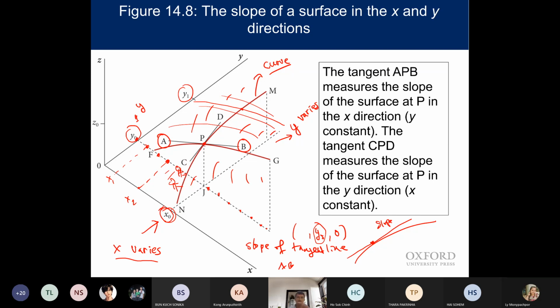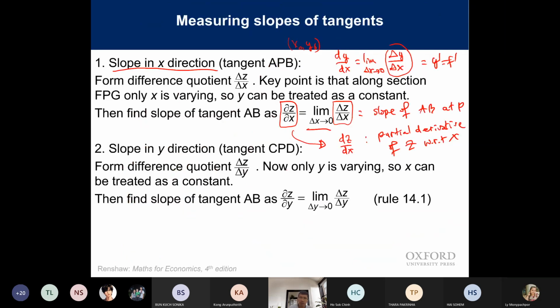CD is the slope of the tangent to the curve in the y direction, or to the surface at the point P in the y direction, right? So that gives rise to this one: double z over double y, a similar concept. We just call this the partial derivative of z with respect to y, right?